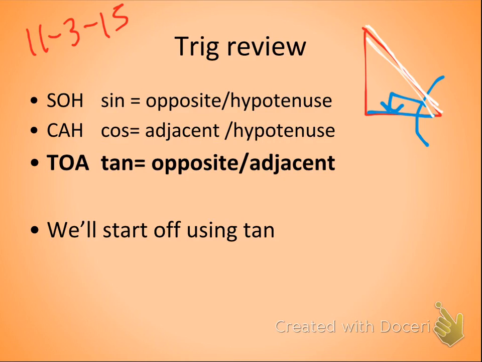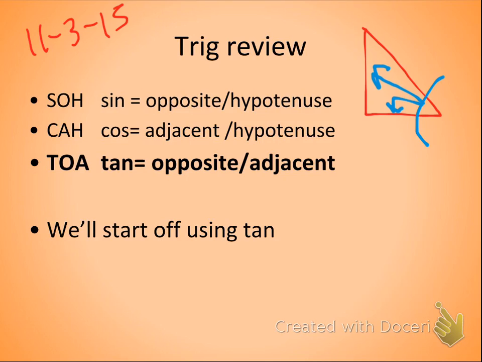TOA is the only one that doesn't involve the hypotenuse. It's the one that we've been using to get direction on our resultants. And TOA, of course, if I can get this to cut selectively. Nope. Nope. There we go. TOA is the opposite over the adjacent.